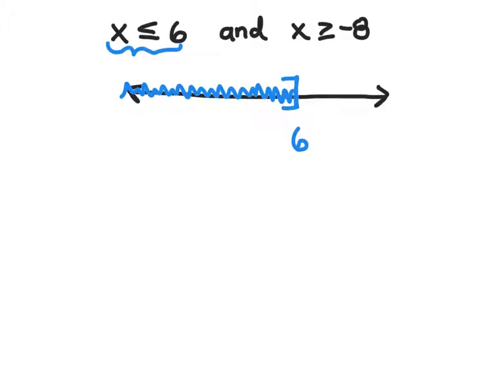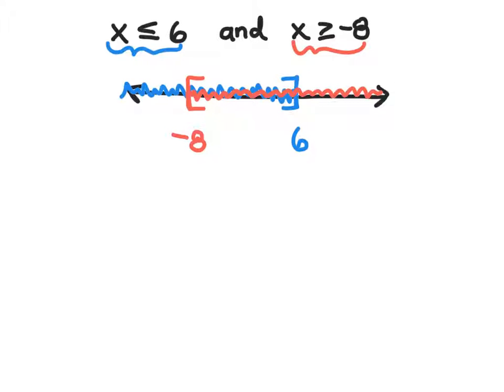Now to graph x is greater than or equal to -8, I'll use red to demonstrate the difference. And if we're going to graph -8 in relation to 6, -8 is to the left of 6 because it's smaller. And if we're looking at x is greater than or equal to -8, we're going to shade all numbers to the right of -8. And because we have a greater than or equal to symbol, we're going to have brackets opening up to where we shade.